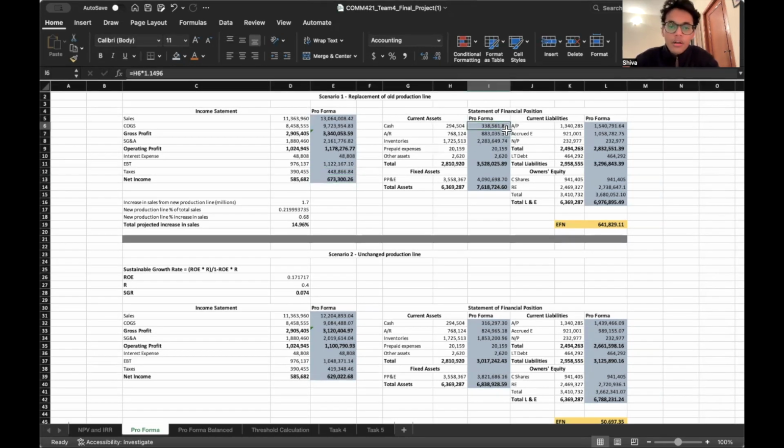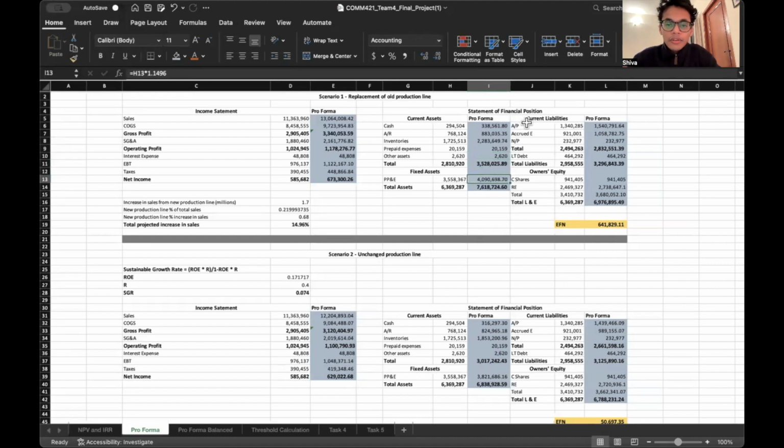We did the same thing for current assets here. So cash was increased by 1.1496. Accounts receivable was also increased by 14.96%. And then inventories was slightly different. It was initially increased by 14.96%, and then we added 300,000 because the question stated that there was an additional 300,000 for the additional year with the new production line. And then prepaid expenses and other assets remained unchanged because they don't directly change with sales.